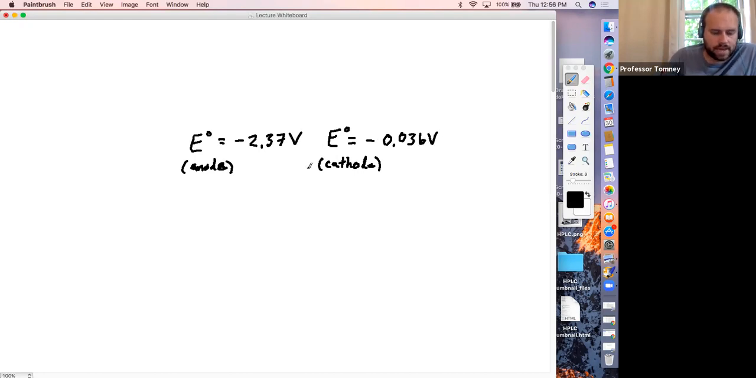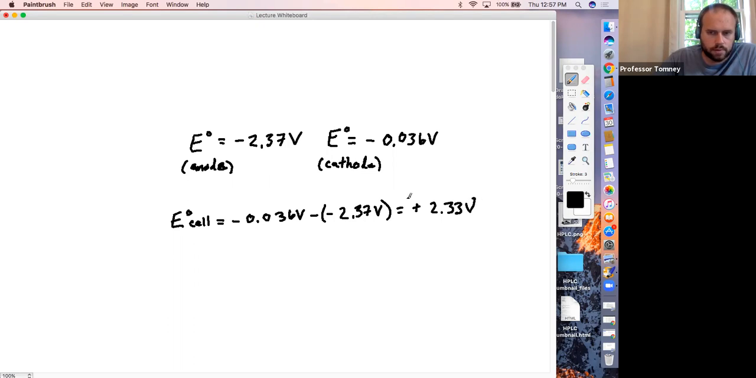Okay, so if we have that, then we can calculate the standard cell potential. So we're going to go with E cell. Cathode first is going to be negative 0.036 volts. And then that will be minus a minus. So now we're adding 2.37 volts. Okay, so that means that the E cell potential net is going to be a positive 2.33 volts. So that's the answer to A, the standard cell potential.